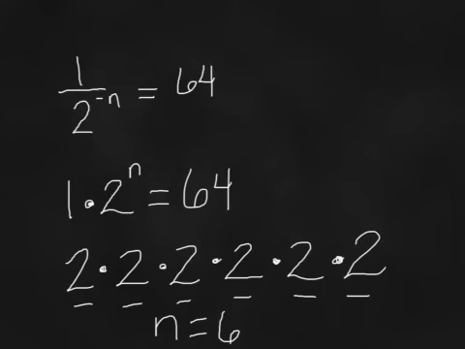Remember, you can always check your answer by putting your answer back into the original equation. If 1 over 2 to the negative 6th power equals 64, which it does, then your answer is correct.